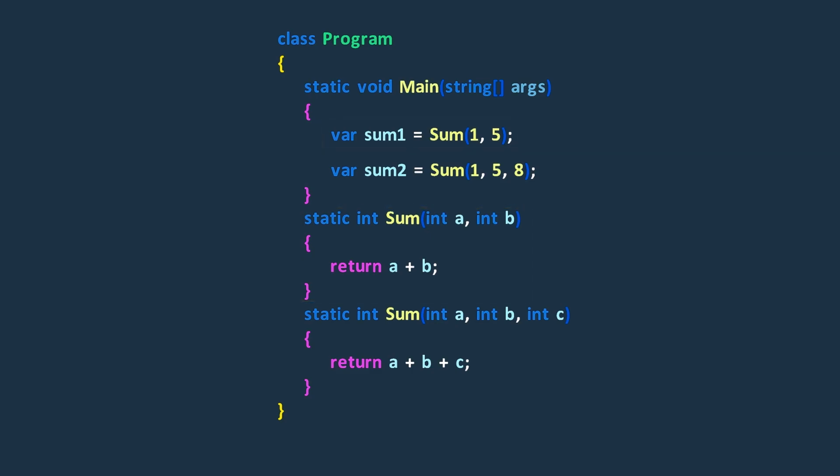As long as the method parameters are not the same in types, order, and number, we can create as many methods as we want. This allows flexibility in how many arguments we can pass to a method without needing optional parameters.